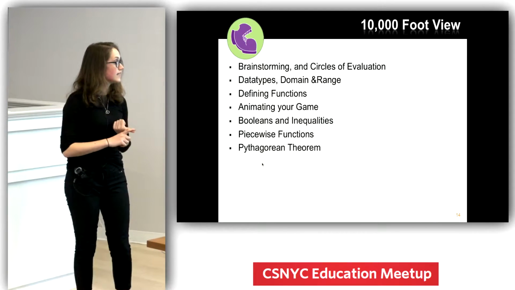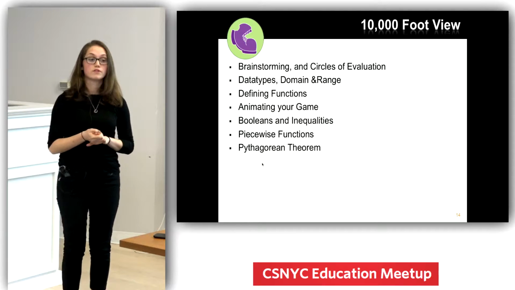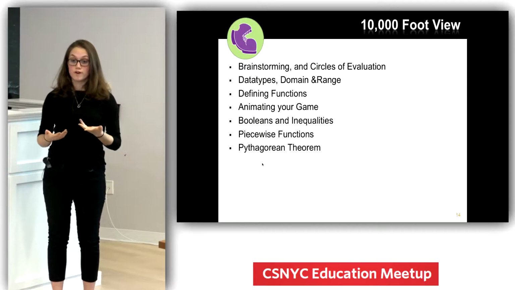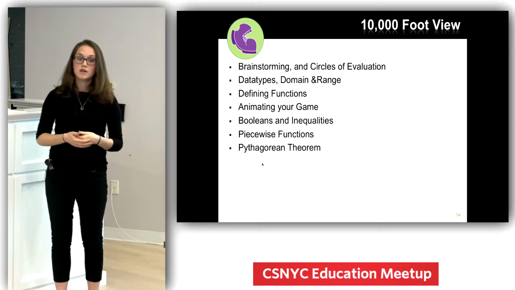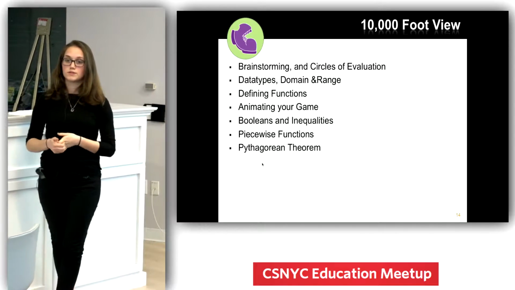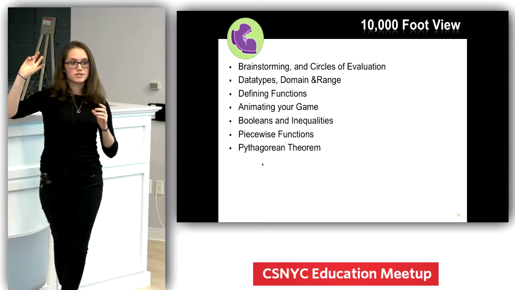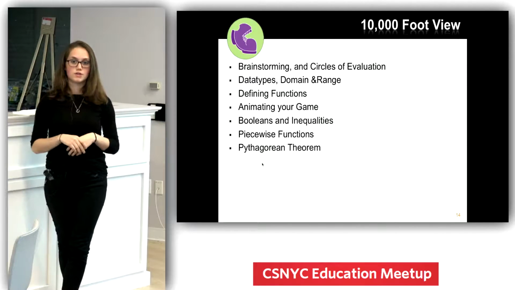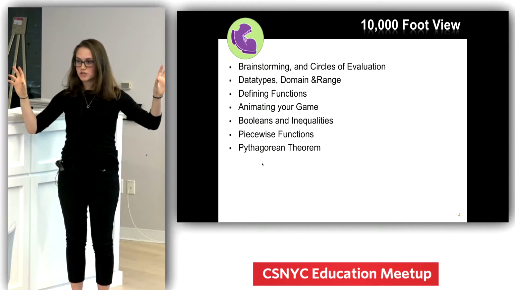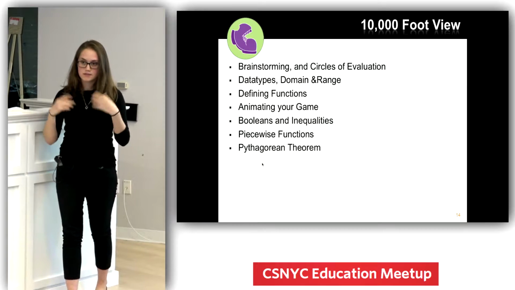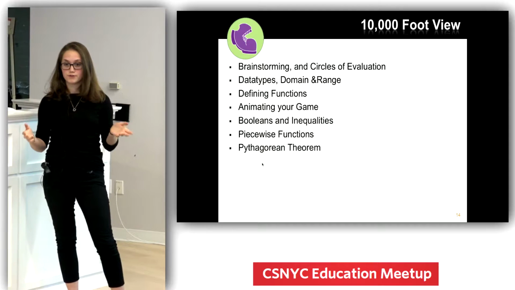After that, they'll learn about data types and domain and range as it relates to the functions that are built into the language. And then they'll translate that into defining their own functions. And so defining your own functions and animating your game, this is where we start using the design recipe. The design recipe is a tool that allows students to break down word problems into smaller chunks and use each of these chunks to kind of build up to a function. So students don't have to go straight from reading a word problem to writing the function. They have all of these intermediate steps that they can take to build it intuitively. They'll use these functions to animate characters in their game.